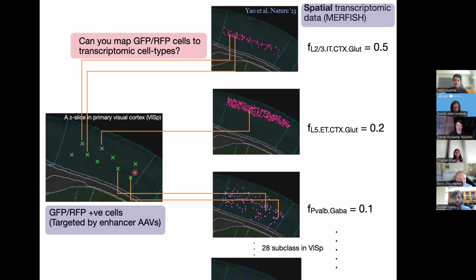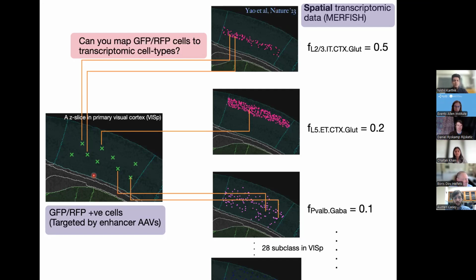To recap, the challenge for the MapMySection challenge was the following. You're given the GFP or the RFP positive cells, which are targeted by the enhancer AAVs or the transgenic mouse lines. You want to map fractions of those cells, which I denote by these green crosses, to their transcriptomic cell types. The extra information that we are given is the spatial distribution of the transcriptomic cell types, which are encoded in these mesh cells, which are available in the Allen Brain Cell Atlas and published here.